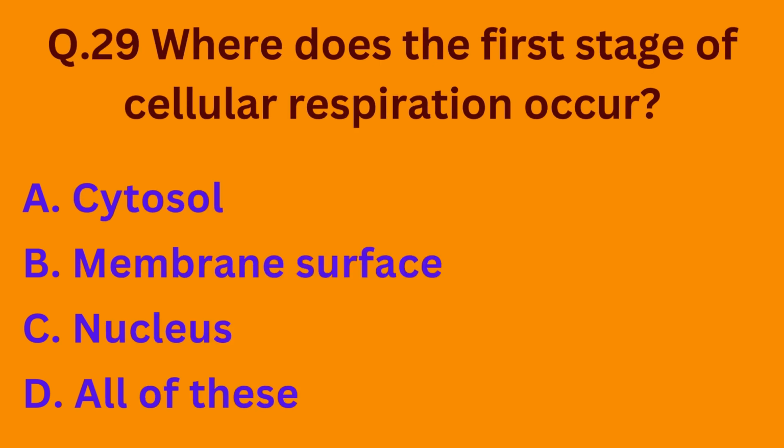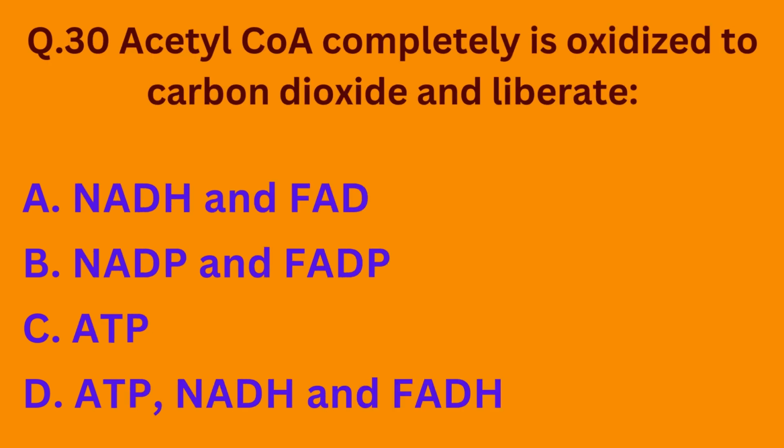Question number 29. Where does the first stage of cellular respiration occur? Option A cytosol, option B membrane surface, option C nucleus, option D all of these. So the first stage of cellular respiration occurs in cytosol. The correct option is option A. Coming to next question.